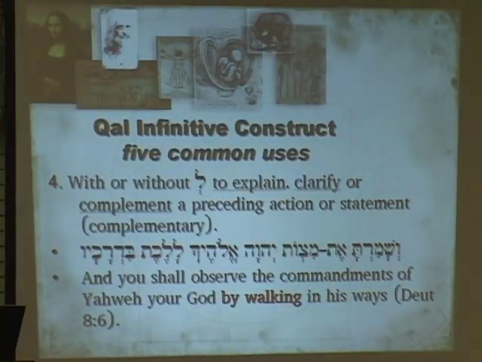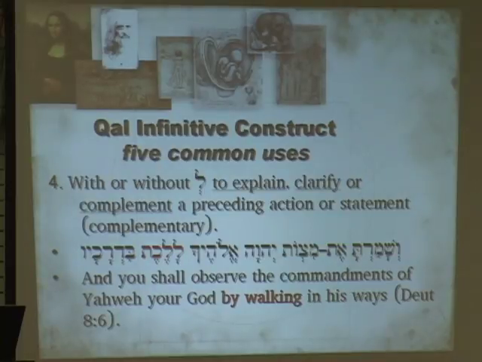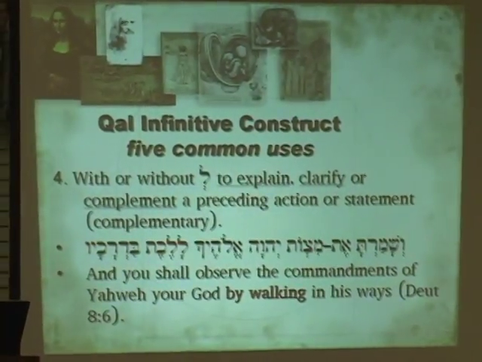And you shall observe the commandments of Yahweh your God by walking in His ways. So it's clarification, how, or explanation, or complement. How am I supposed to observe the commandments? By walking in His ways. Basically by imitating Him. Okay? And it's all in the textbooks.